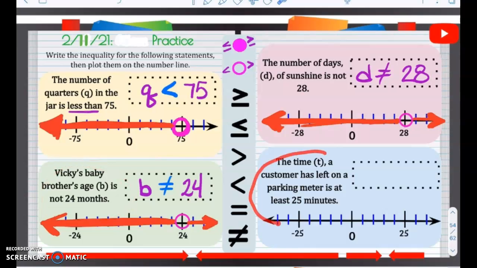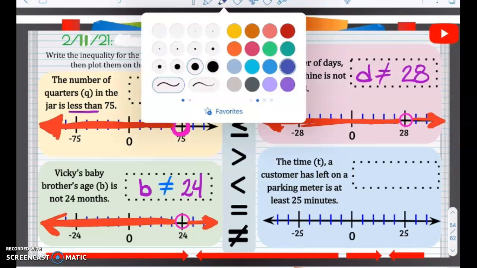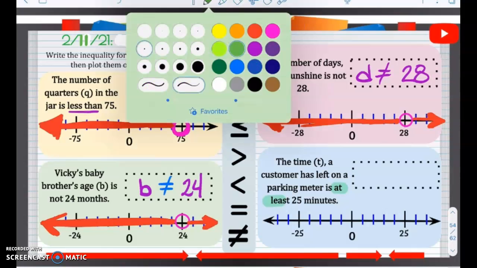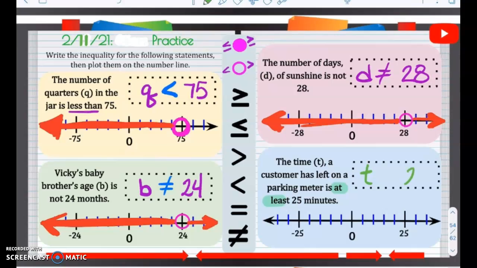All right, so the time, T, that a customer has left on a parking meter is at least 25 minutes. This one's a little bit more tricky. So at least 25 minutes. We have T for the time, and then we have 25 minutes. It's at least 25 minutes, so can it be 25 minutes? Yeah, it's at least 25 minutes. Now, can it be more than 25 minutes? Yeah, so T is going to be at least, or more than or equal to, 25. So 25 is going to be the smaller number or equal to. So we have T is greater than or equal to 25.